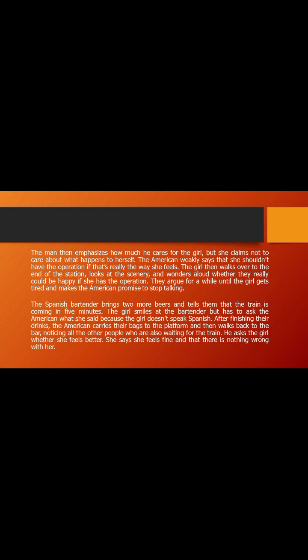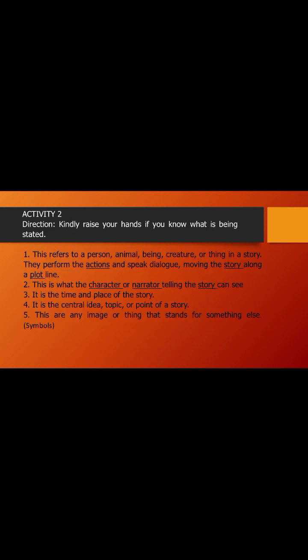Okay, so that's the end of the summary of the short story entitled Hills Like White Elephants. Before we proceed on analyzing or identifying the elements of the short story using the formalist approach, we should answer this activity first. Direction: kindly raise your hands if you know what is being stated.